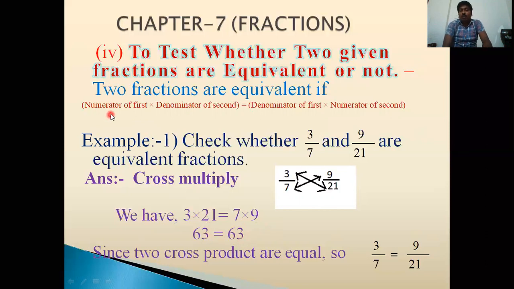It means the numerator of the first into the denominator of the second is equal to the denominator of the first into the numerator of the second. So since the two cross products are equal, 3 by 7 is equal to 9 by 21. If they are not equal, then 3 by 7 is not equal to 9 by 21. But here 3 by 7 and 9 by 21 are equal. So in this way we can check equivalent fractions.